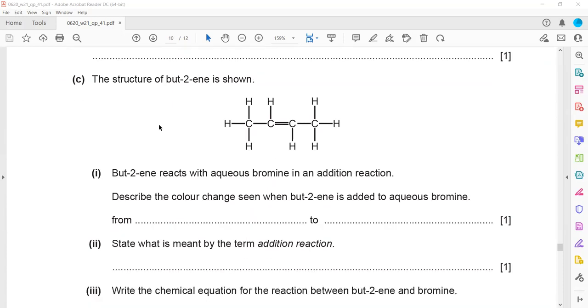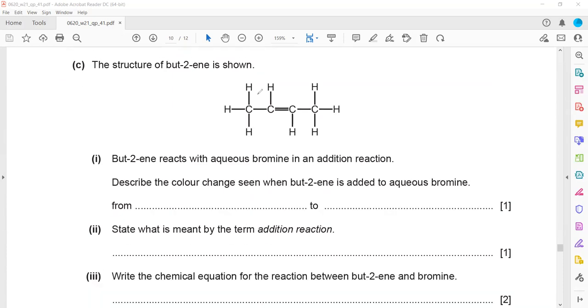The structure of butene is given. Why is it butene? Because you can see 1, 2, 3, 4, and the second carbon has a double bond. That's why it is but, because of 4 carbons, and 2 is the position of the double bond, and ene is due to the presence of a double bond.